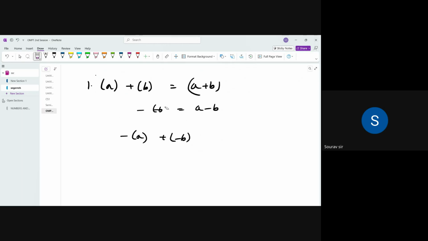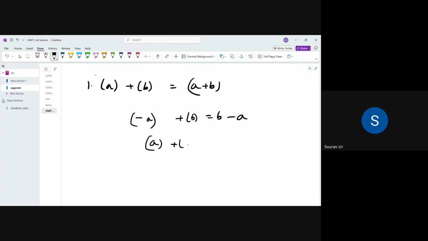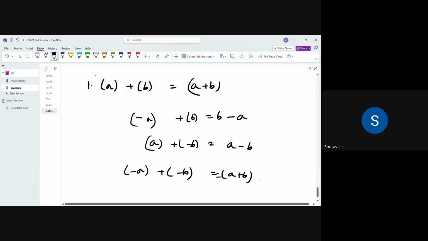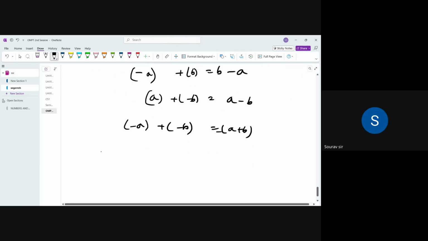I'm writing again. Say if I am giving you one thing, that is minus a plus b. That is b minus a. Again, a plus minus b means plus minus, so a minus b. Minus a plus minus b is equal to minus a minus b. So plus plus is plus, and minus plus plus is plus.